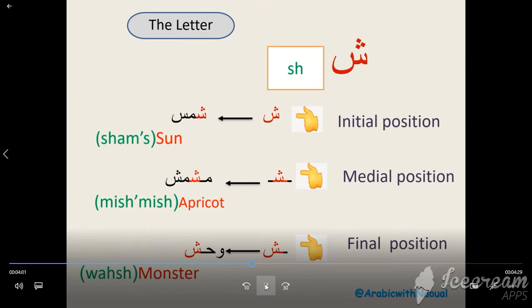The letter Shin is like the letter Sin. In the initial position it is written like in the word شمس, in the medial position like in the word مشمش, in the final position like in the word وحش.